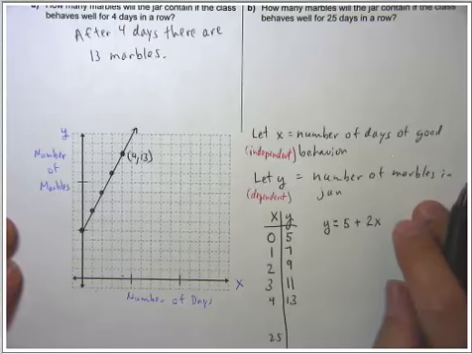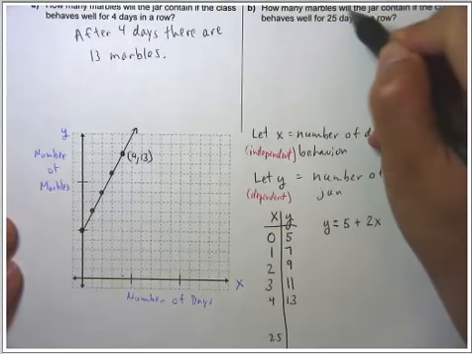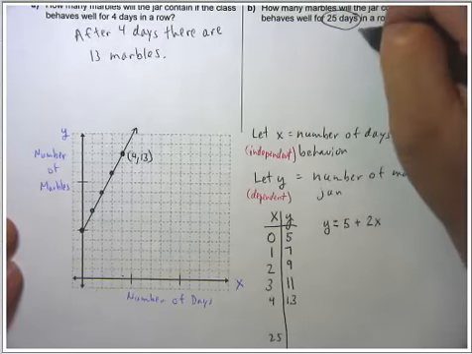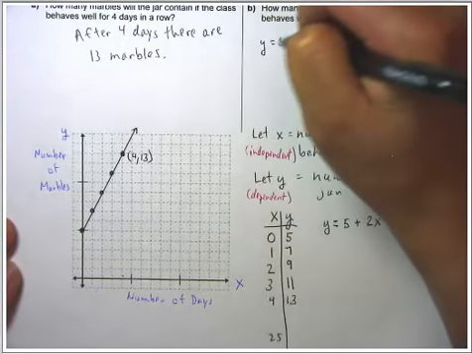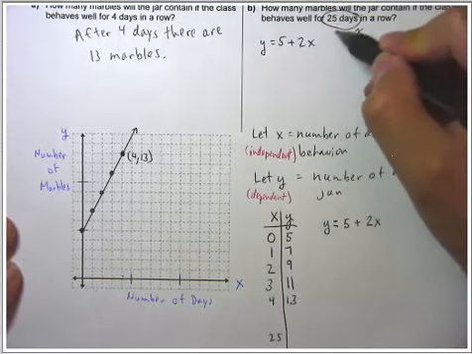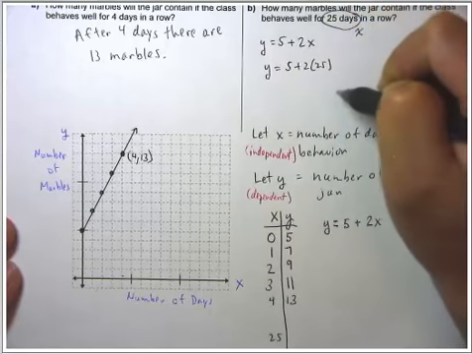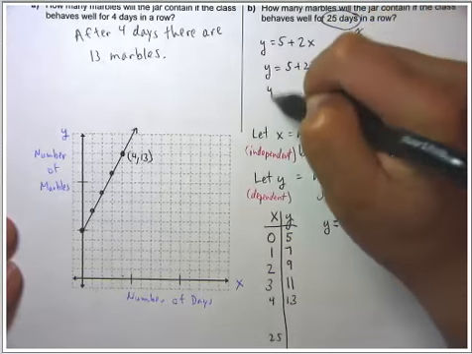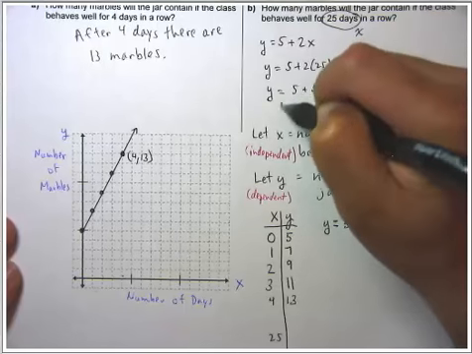And we can use that to answer part B here. How many marbles would there be after 25 days? Well, that's our x value. That's the number of days. So we can use our equation, y = 5 + 2x. My x value is 25, so let's replace x with 25. So 5 plus 2 times 25, we need to multiply first. So that's 5 plus 50, which is 55.